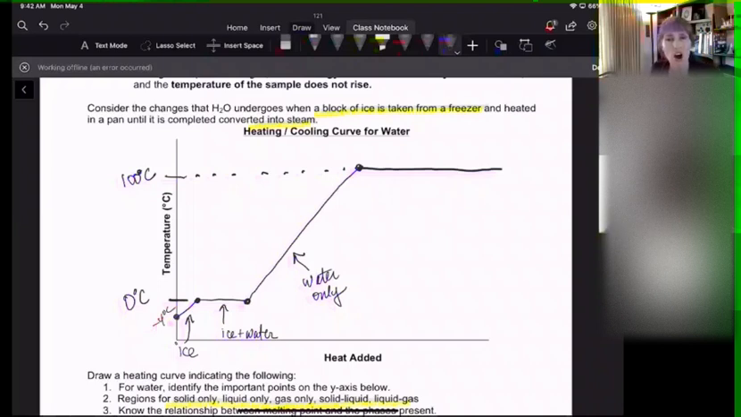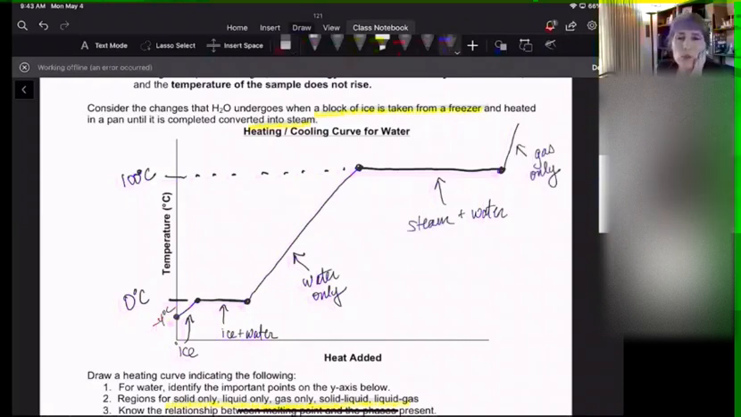Only once all of the water is gone, then that gas can increase in temperature. And that's why steam burns are so much worse than just hot water. Okay, so in this section, what do we have? We have gas plus, or I should say steam. We'll be technical here.